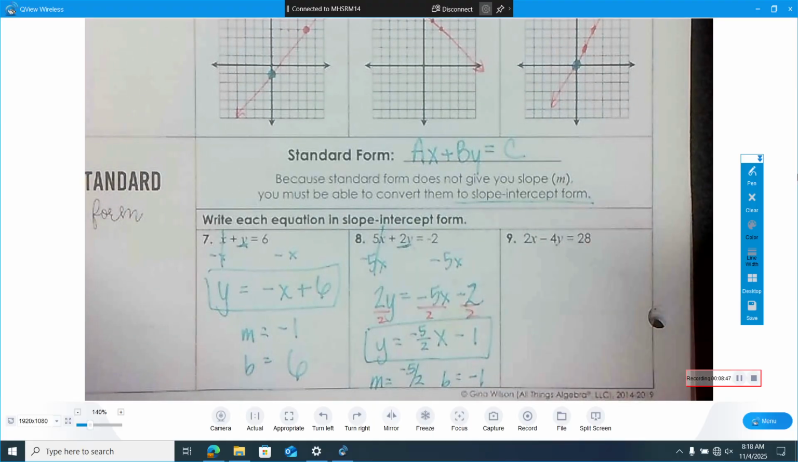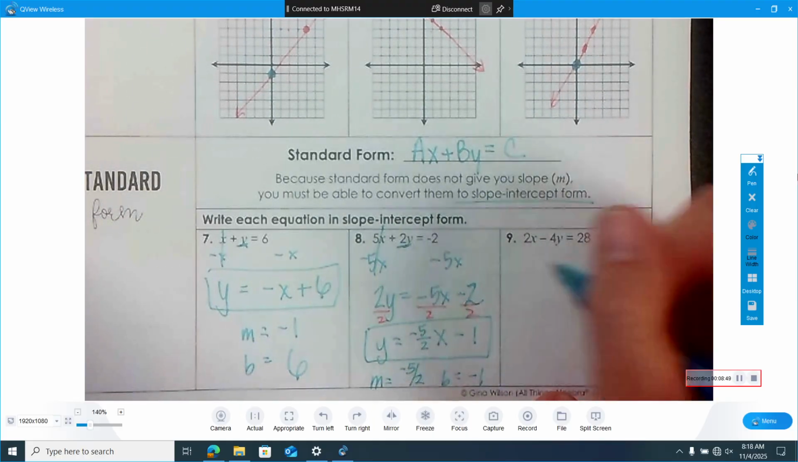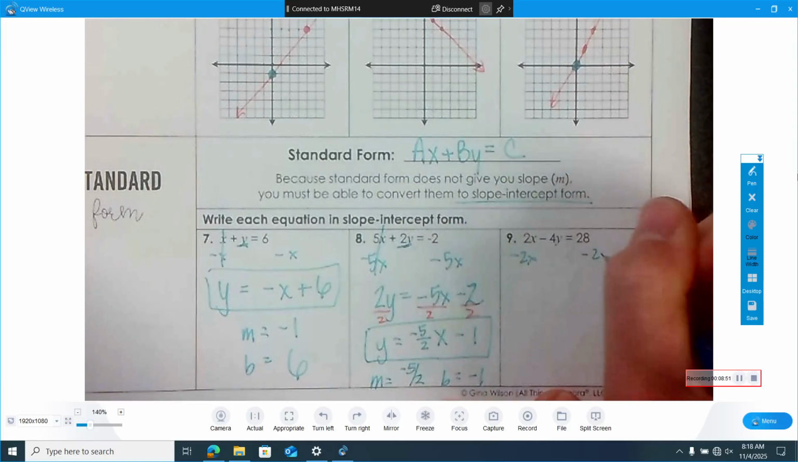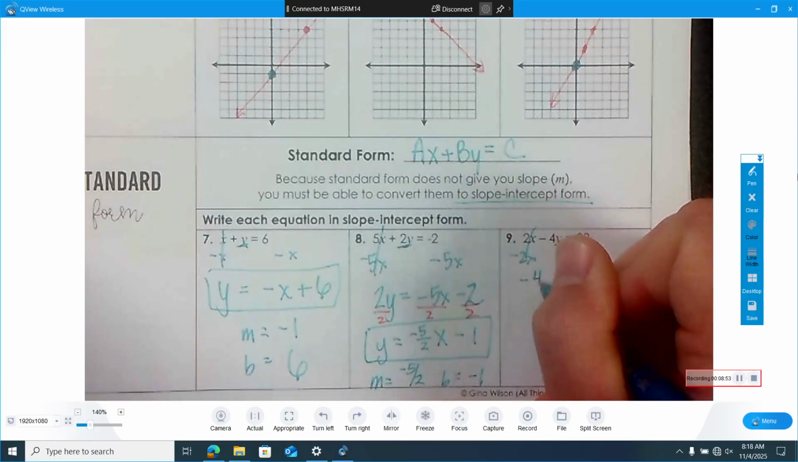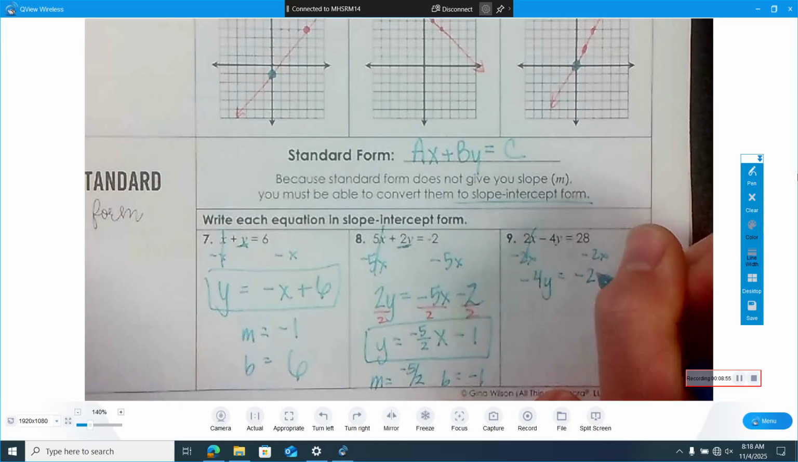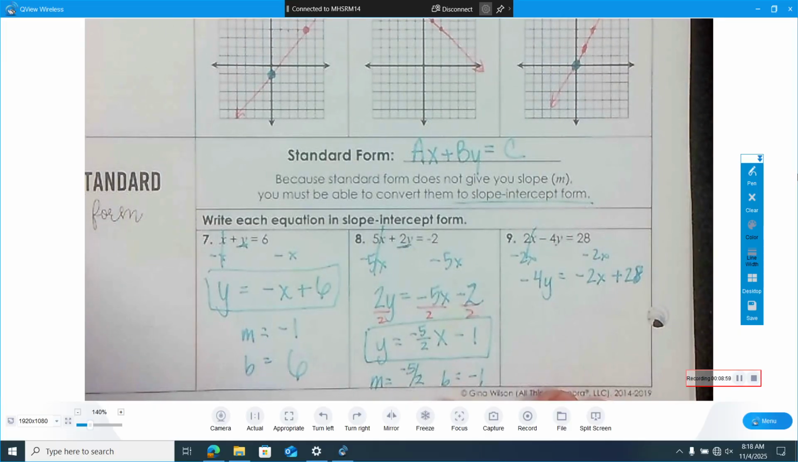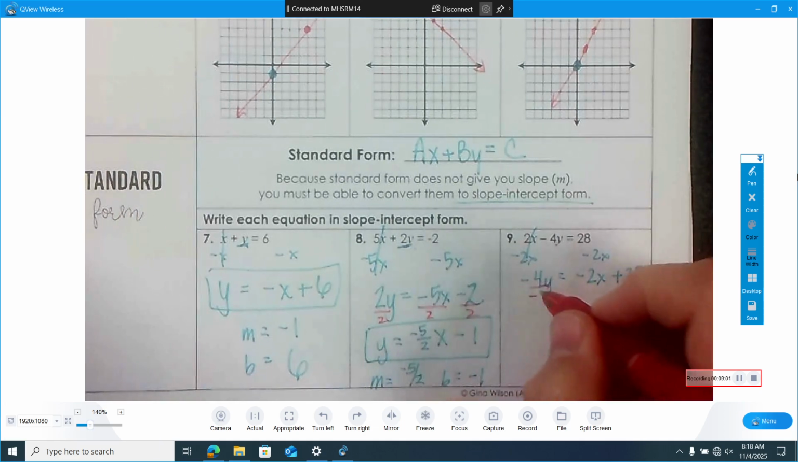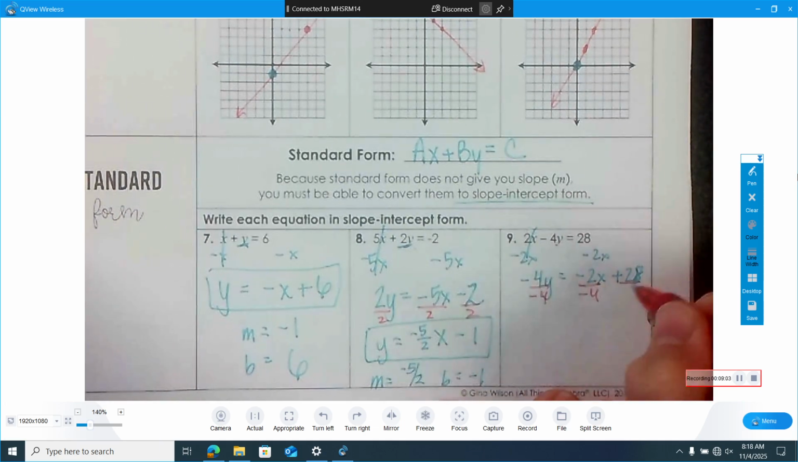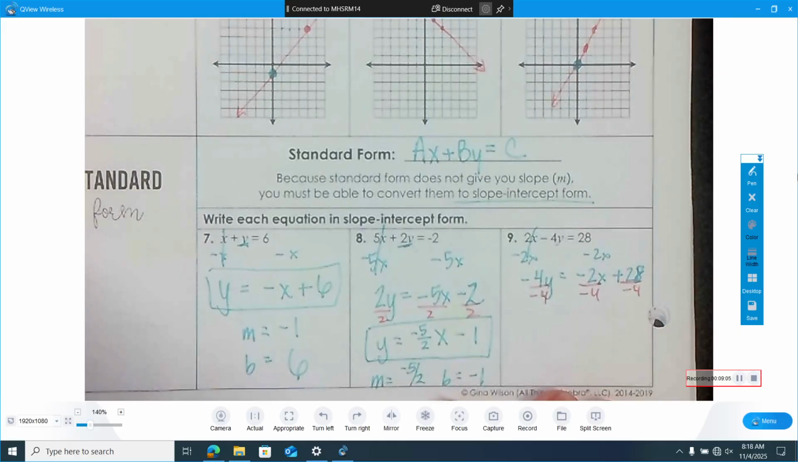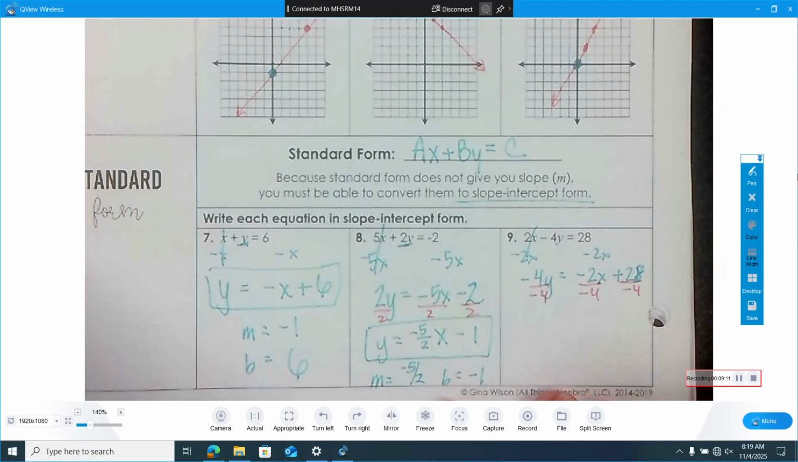Go ahead. What do we do to solve for y? Minus the 2x to the other side. So we have negative 4y is equal to a negative 2x and a positive 28. Divide by negative 4. And then divide every single term by negative 4. This is the thing that most students miss. So that's why I reiterate, everything gets divided by negative 4.